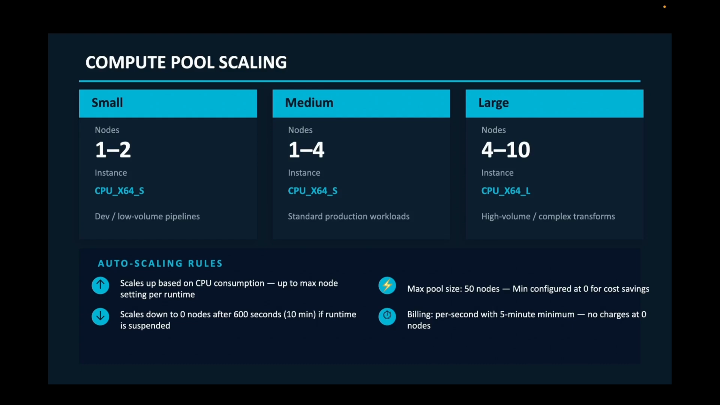Auto scaling rules scale up based on the CPU consumption up to the max node setting per runtime, and then scale down to 0 nodes after 10 minutes if the runtime is suspended. And max pool size, a pool can have 50 nodes, minimum configured at 0 for cost savings. And the billing is per second with a 5-minute minimum, no charge at 0 nodes.